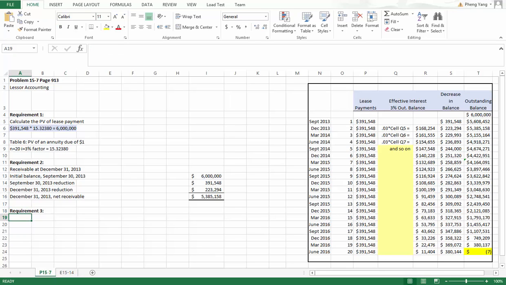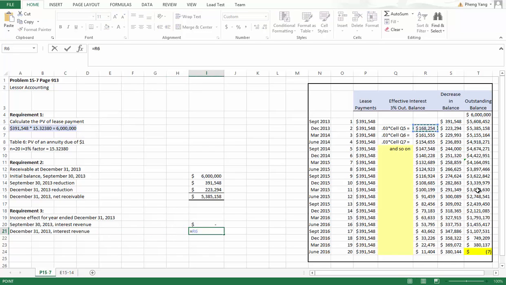Okay, requirement 3. What pre-tax amounts related to the lease would Neutral Labs report in its income statement for the year ended December 31st, 2013? Okay, let's just list this as income effects for the year ended December 31st, 2013. Okay, we would report interest revenue. So as of September 30th, 2013, the interest revenue would be 0 because the first payment does not include interest. Then as of December 31st, 2013, the interest revenue recorded for that amount is $168,254.